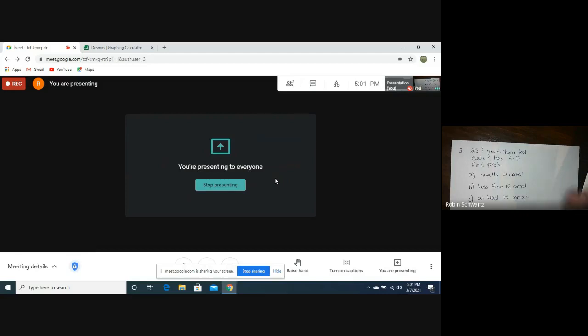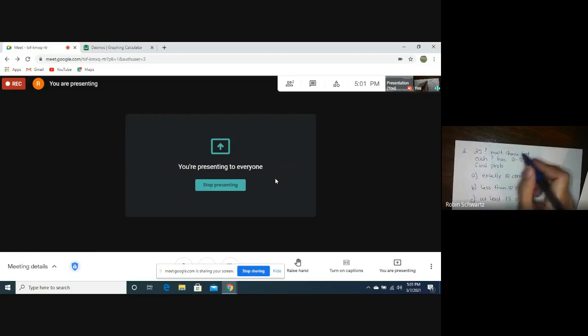So now, which distribution is this? Because we know exactly how many trials we're doing, the probability of success, the probability that you guess correct is 1 out of 4. And we're looking for exactly how many successes. This is binomial.